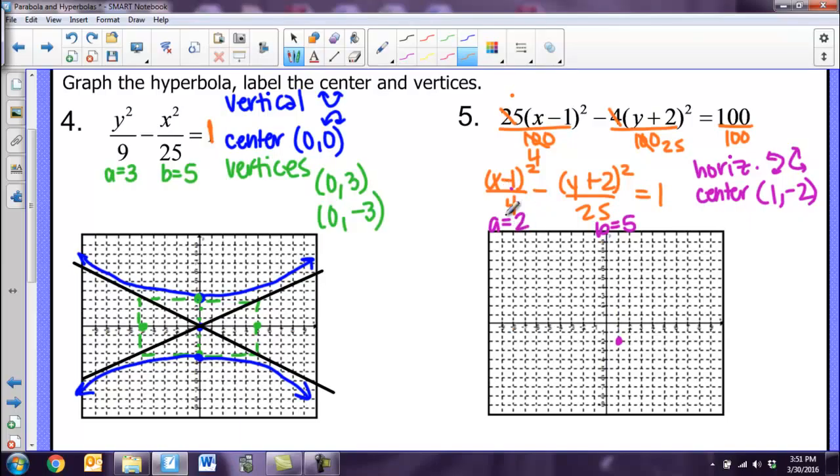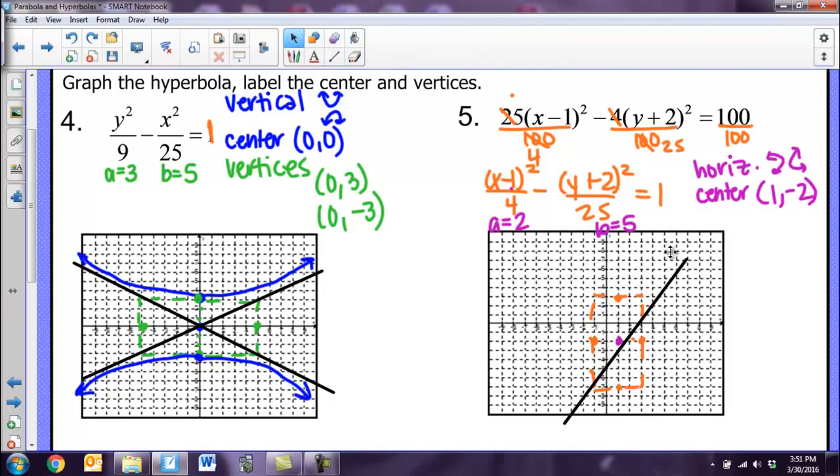So in the x direction, since it's under x, I'm going to go 2, 1, 2, and then 2 the other way. And then I'm going to do the same thing for y, except for now I'm going to go up 5. 1, 2, 3, 4, 5. 1, 2, 3, 4, 5. Okay, and then I'm going to use those points to make me a little rectangle. Once I have my rectangle, I can connect the corners.